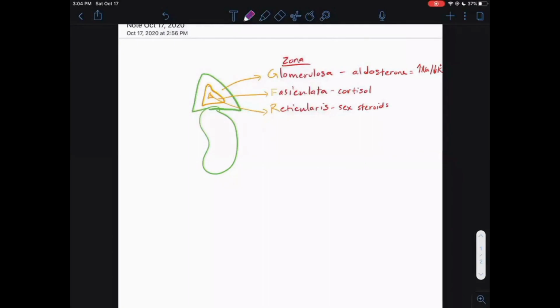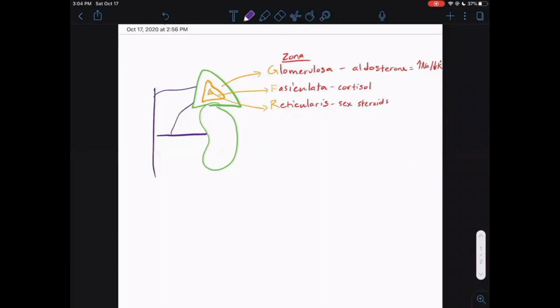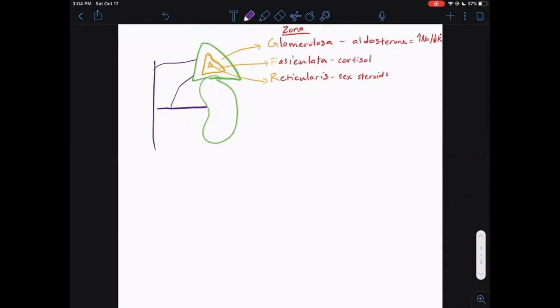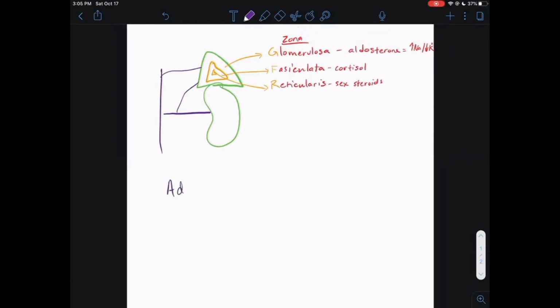And what about the blood supply? Well, here's your renal and here's your aorta. It's going to be a combination of both. So you're going to have blood supply to your adrenal gland off of your renal artery as well as off of your aorta. And that's the main gist so far for anatomy. If we're talking about Addison's versus Cushing's disease, this is the big dilemma. So let's start off with Addison's.